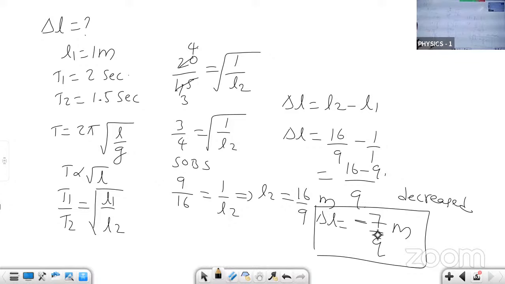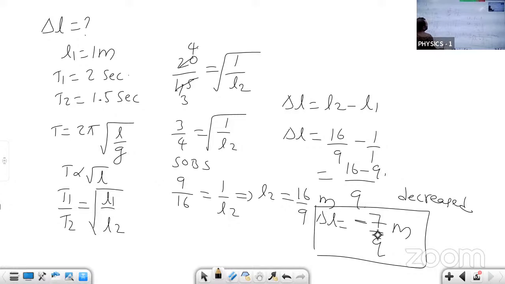Again, I'm repeating, students. Calculate the change in the length. L1 equals 1 meter and the time period of oscillation changes from 2 seconds to 1.5 seconds. L2 is equal to question mark. T1 by T2 is equal to L1 by L2. T1 means 2 seconds, T2 means 1.5, L1 they give as 1 meter, L2 we don't know.